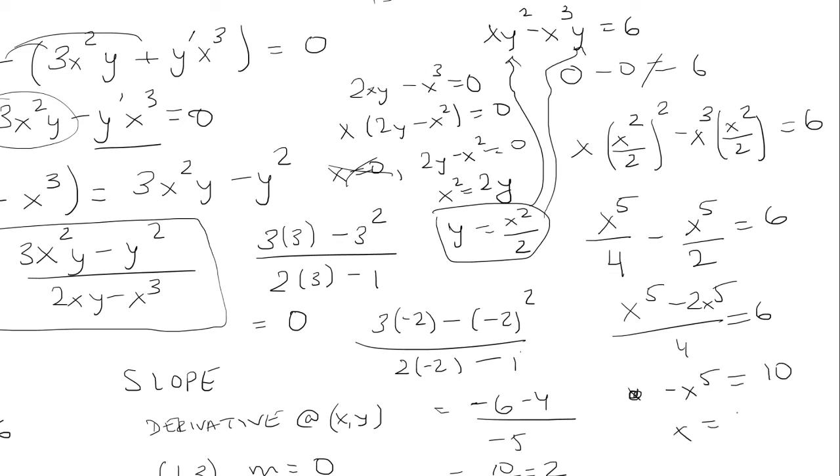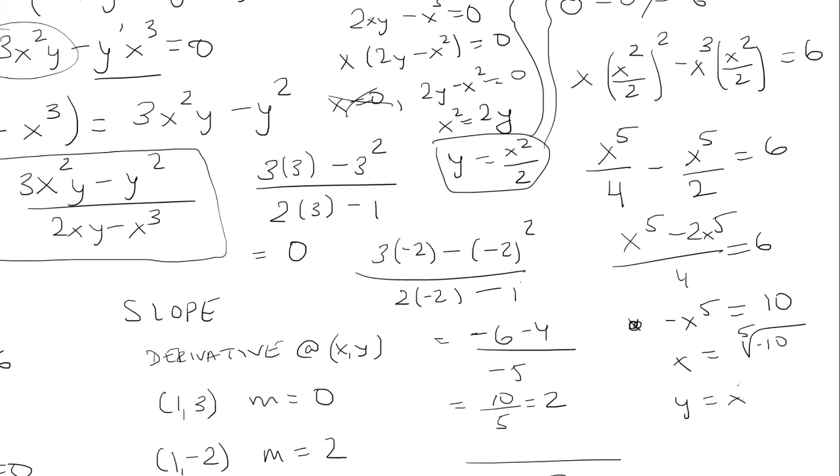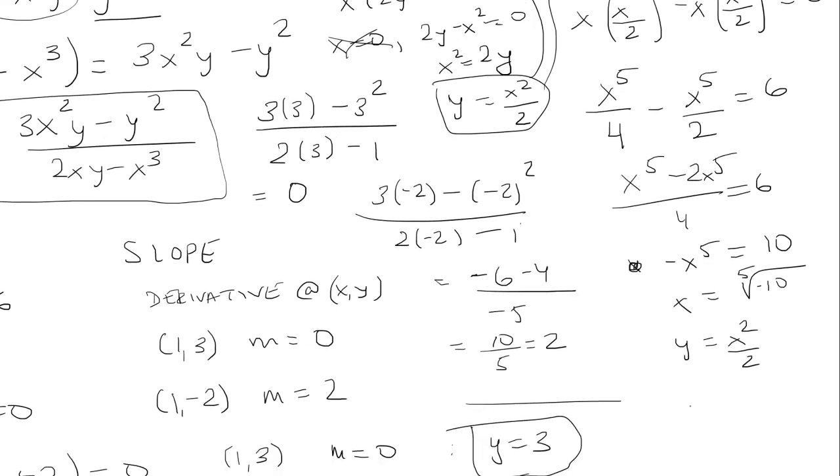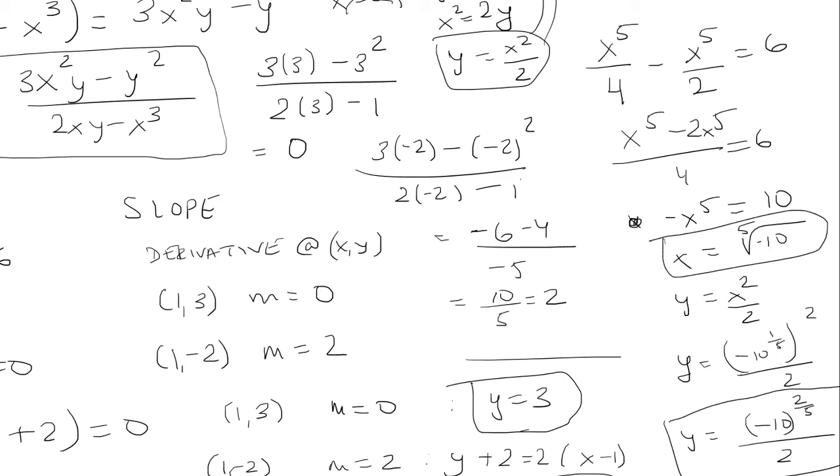So x is equal to the 5th root of negative 10. And in order to get y, we know y is x squared over 2. So if we plug that in, we have y equals, we'll just write it like this, negative 10 to the 1/5 squared over 2. That just becomes negative 10 to the 2/5 over 2. So this is the y value and this is the x value, where there's a vertical tangent line.